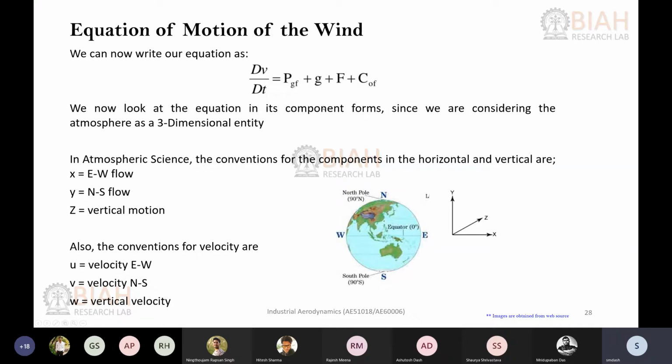Now this equation is basically in vector form. If you want to write it in its components in three-dimensional space, it will have three components: x, y, and z.